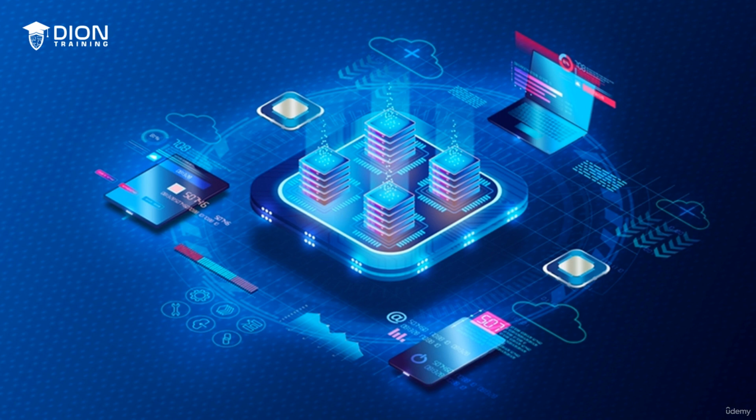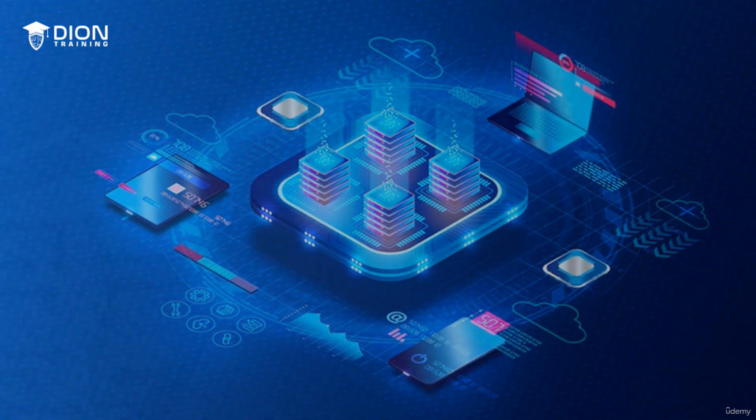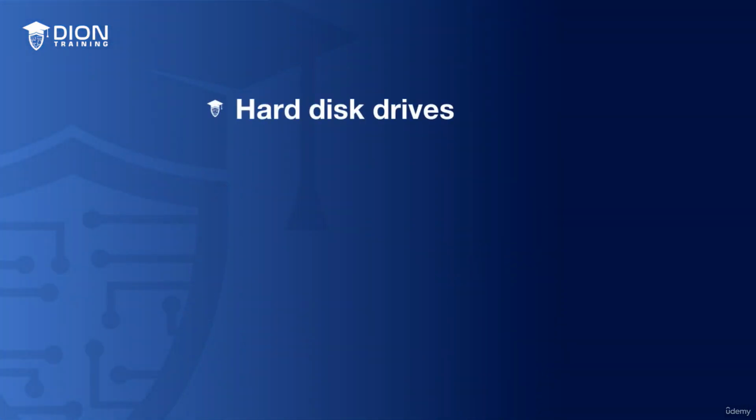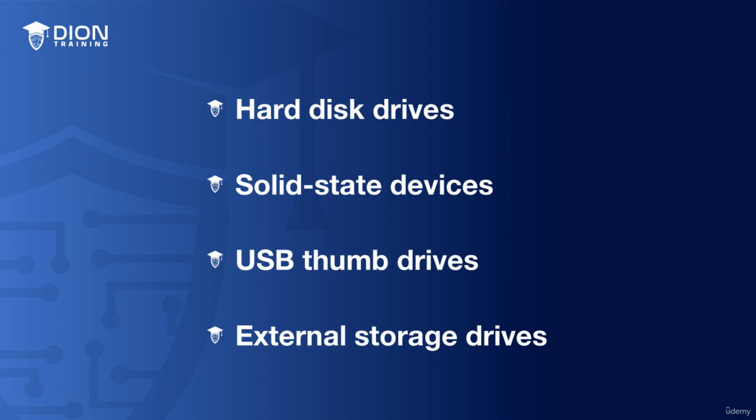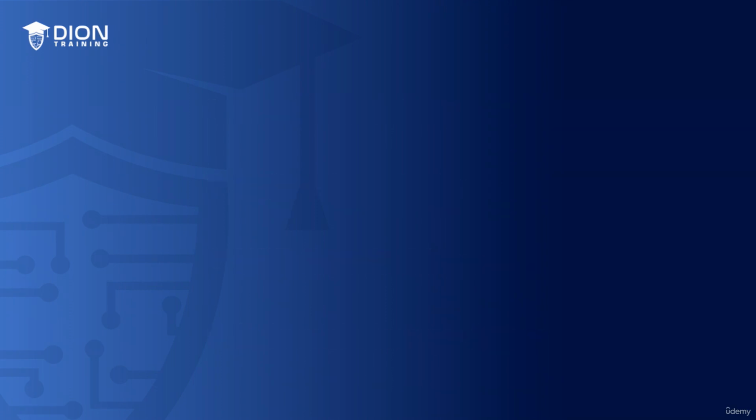Now, there are many different types of storage devices that are supported by the Linux operating system. Common types include hard disk drives that use magnetic storage technology to store your data, solid-state drives that use non-mechanical solid-state technology to store your data, USB thumb drives that use flash memory technology to store your data, and external storage drives that use several different types of technologies and usually connect to the computer through a peripheral interface rather than being internally connected. Now, in Linux, devices are referred to as either block or character devices.